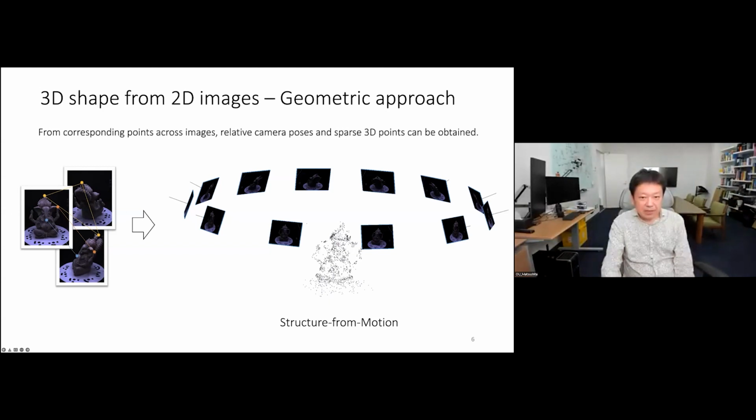Once we determine the correspondences, we can then recover the 3D points of these correspondences, and also the camera positions and the orientations where the photographs are taken. This computation block is called structure from motion. It already gives us a set of 3D points, however, they are rather sparse. To make it denser, we then apply another computation block.